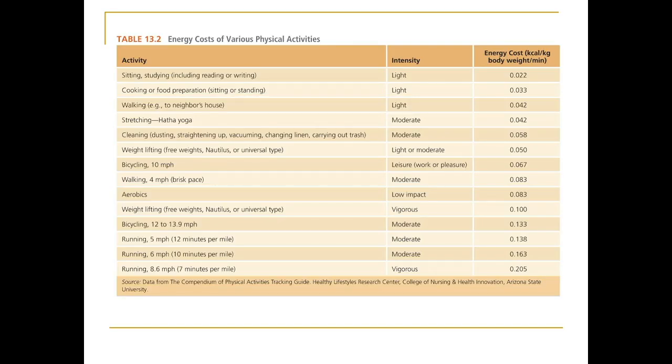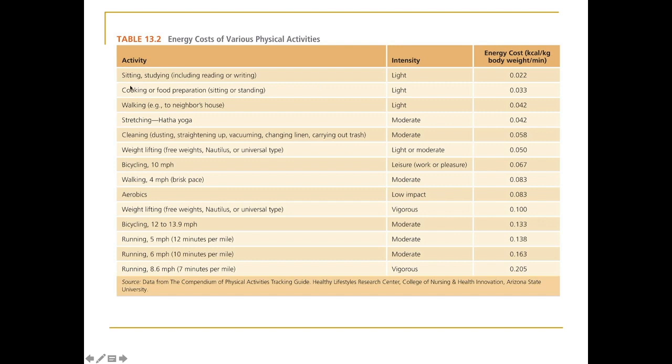Now, here is a nice little graph that shows the energy cost in calories per body weight kilogram per minute for various activities. This will be useful for you when you do your diet analysis project, because I'm asking you to calculate the calorie cost of your physical activities. So, sitting and studying is a light intensity activity. It burns 0.022 calories per kilogram of body weight per minute.